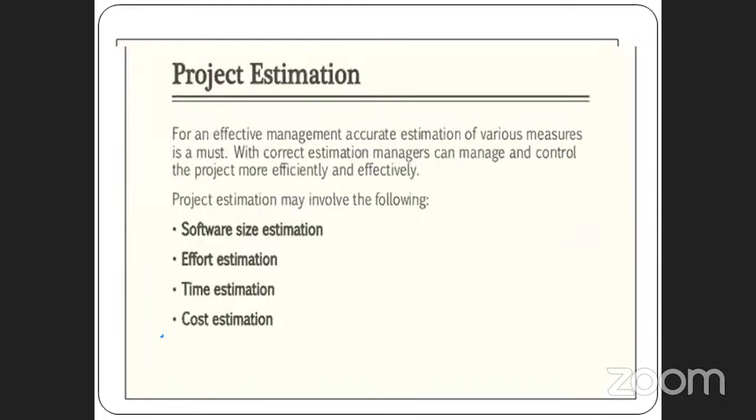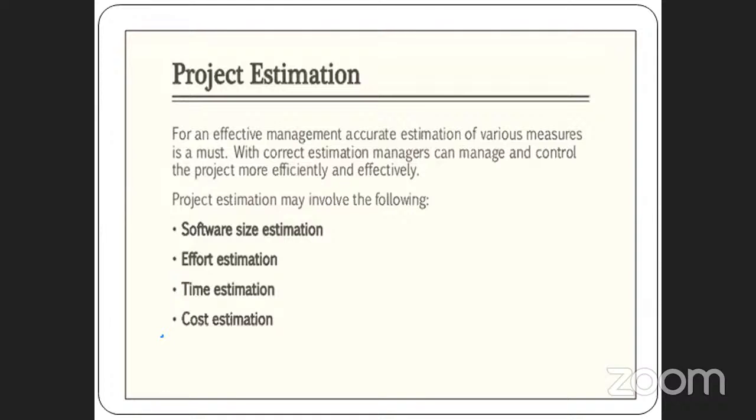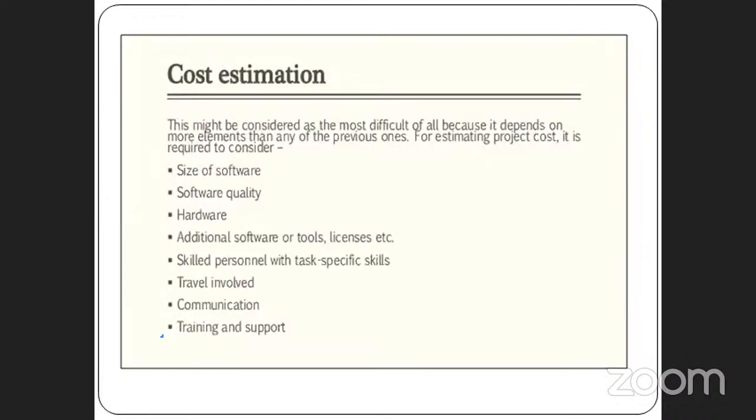Next, project estimation. Project estimation should be based on the software size estimation. I already said that when we are going for a small project, we can purchase MS Excel. For a large project, we go for Primavera. So it's based on the size estimation, then effort, then time, and its cost. Normally, the software comes under one coding word, that is KLOC.